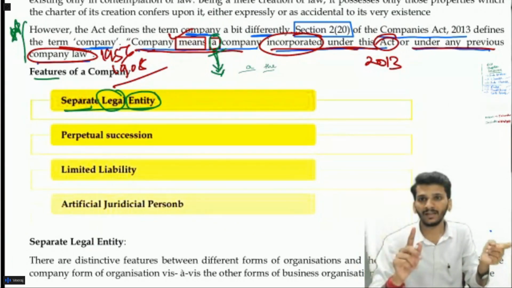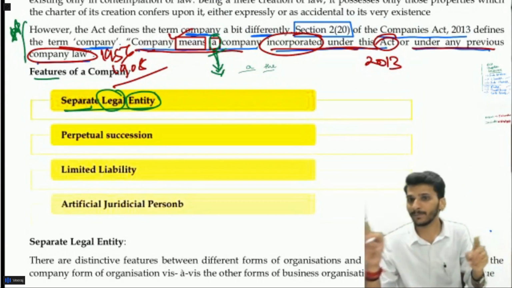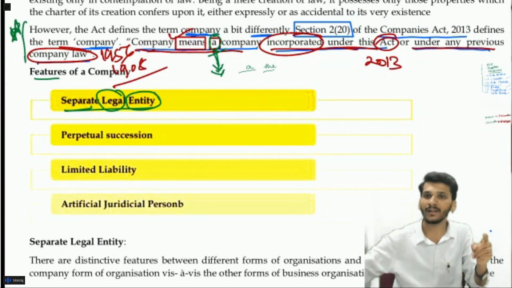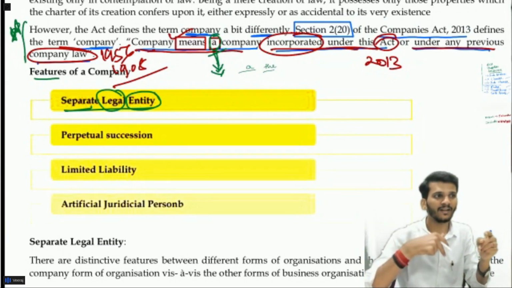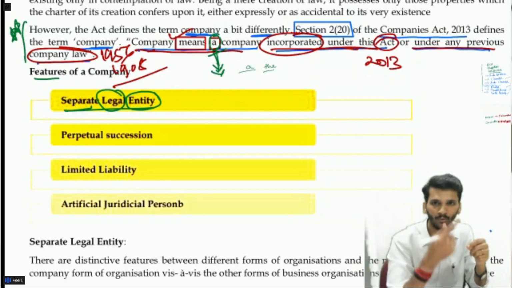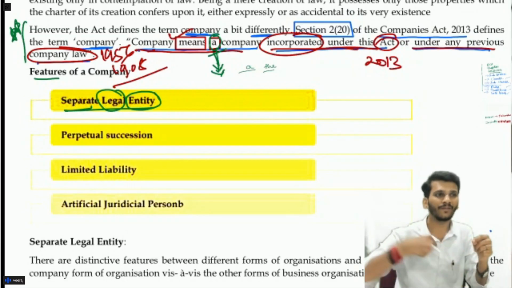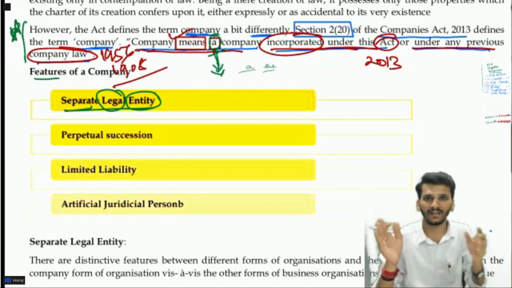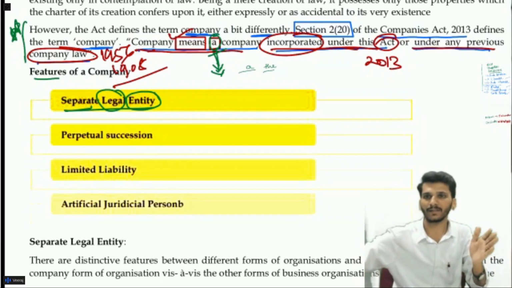It is not like the company is a separate entity and members are a separate entity. Members are definitely not an entity. They are individuals. How can the members be an entity? So which entity? This legal entity, which is incorporated under the Companies Act 2013, is totally different from the members. That is what separate legal entity means. It is separate from the members.